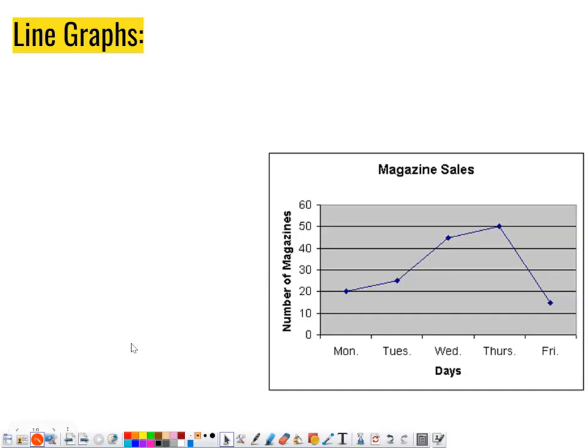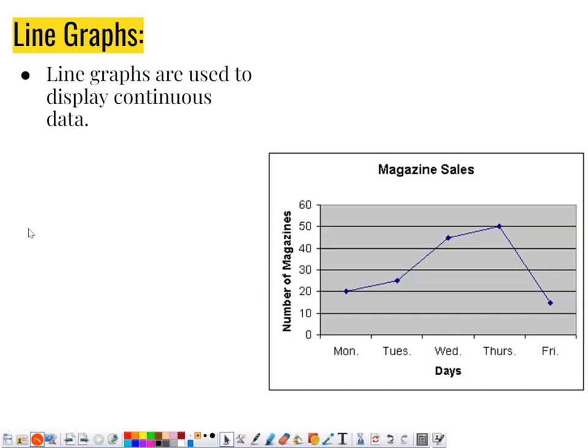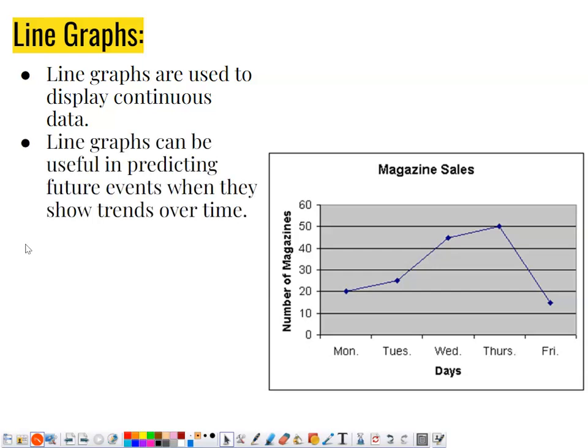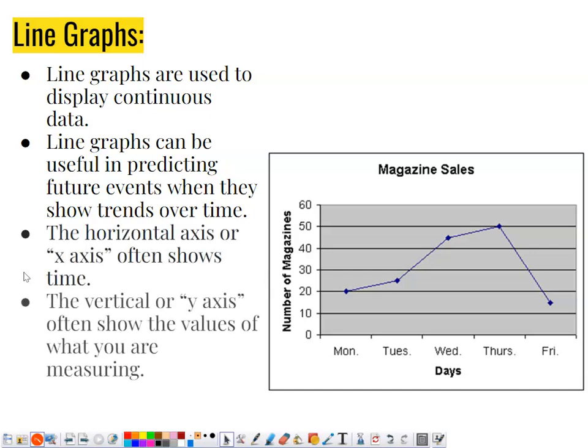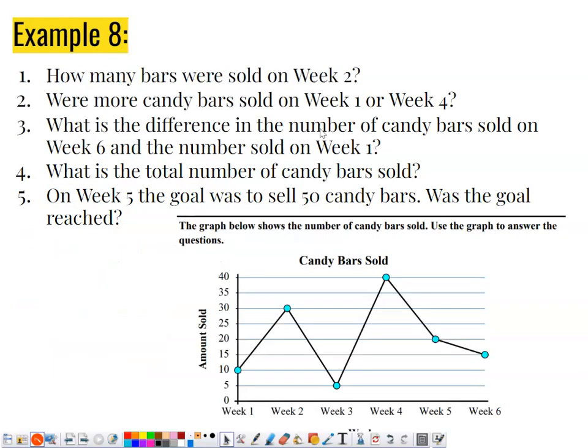Okay. Then we have line graphs. Line graphs are used to display continuous data. Usually we display time. It can be useful in predicting future events. The horizontal axis often shows time, and the vertical often shows the values that you are measuring, right? So here we have a line graph. It is showing magazine sales. Along the x-axis we have the days of the week. On the y-axis we have the number of magazines sold. You can see it initially picks up in sales as the week goes on, and then on Friday, sadly, it drops again.